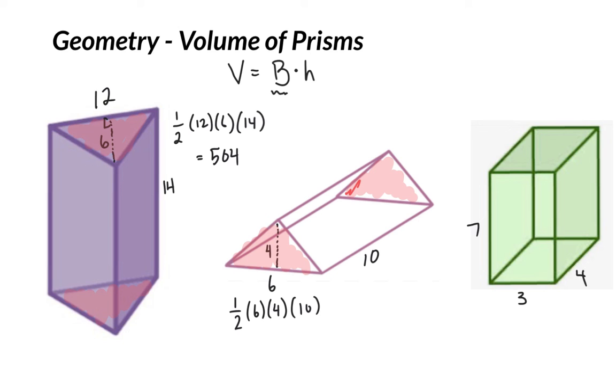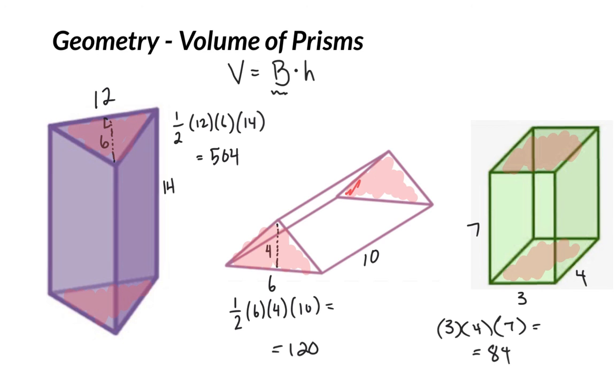Okay. Finally, this one we're going to do the area of the base. Again, maybe highlight that too. So the area is just 3 times 4. And then we multiply that by the height of 7. I'm going to type those two in. This one I would get 120. This one I would get 84.